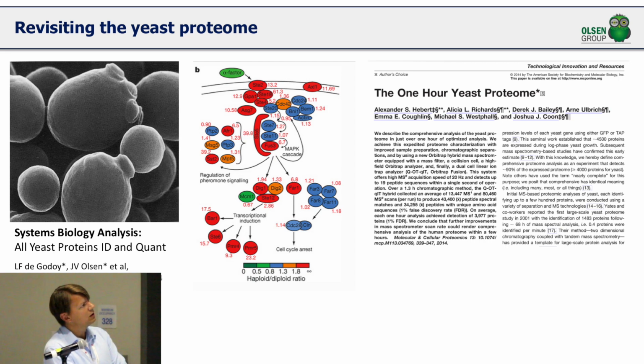But a few years ago, the Kuhn lab published this 1-hour yeast proteome paper in which they used 1.3 hours to identify close to 4,000 proteins. And we were of course interested to see if we would be able to use more or less the same strategy on the EvoSep system with the high pH fractionation and the DIA workflow.